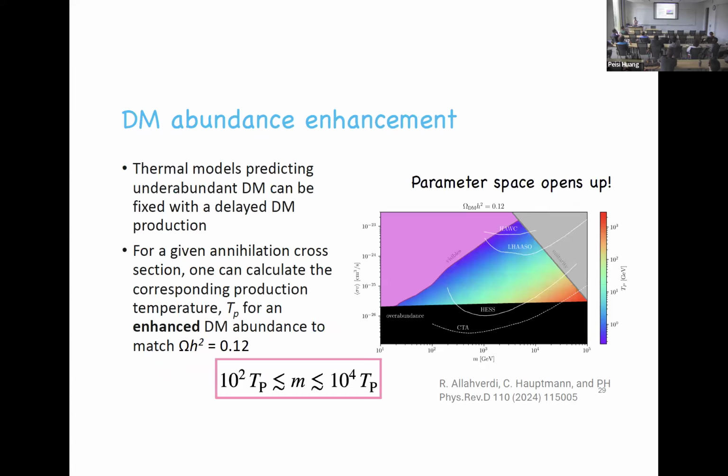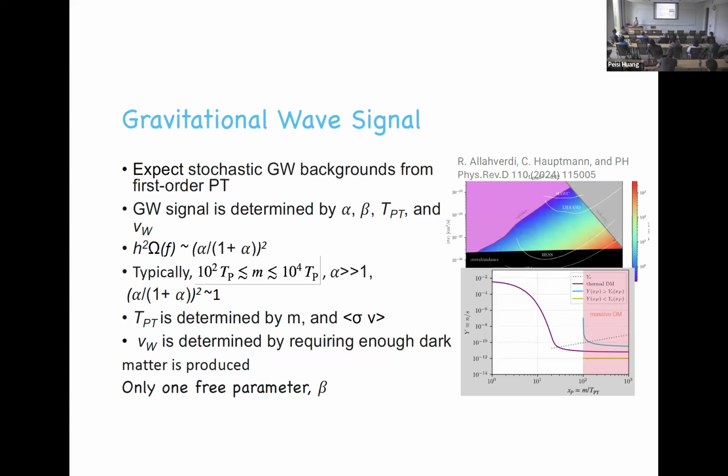So here, by doing that, we can open up the parameter space. For the thermal models that predict underabundant dark matter, we can fix them by having a delayed dark matter production. And then for a given annihilation cross-section, one can calculate the corresponding production temperature, which we call T production or T phase transition in our case, color-coded in this plot for an enhanced dark matter abundance to match the observed value. And typically we find M over T to be in the region of 100 to 10 to the power 4. With that, we can discuss some signal.